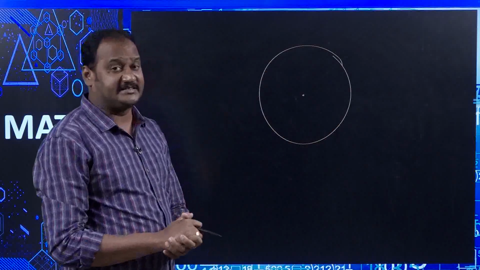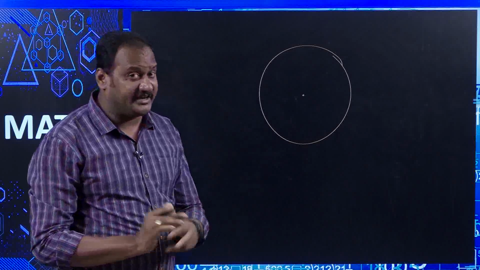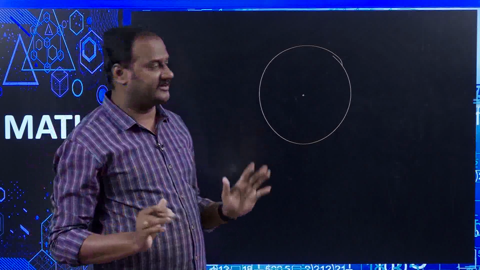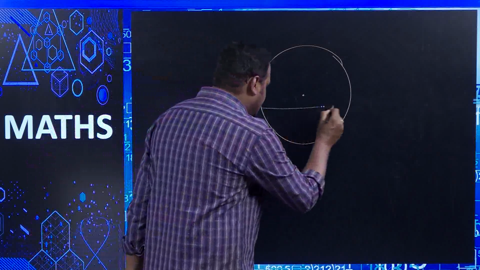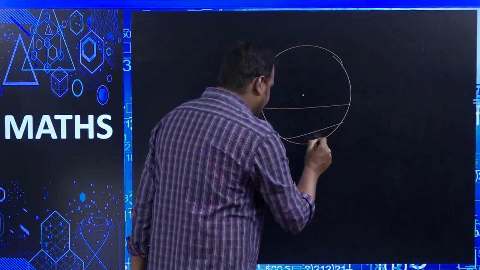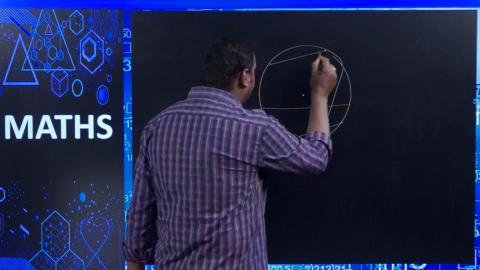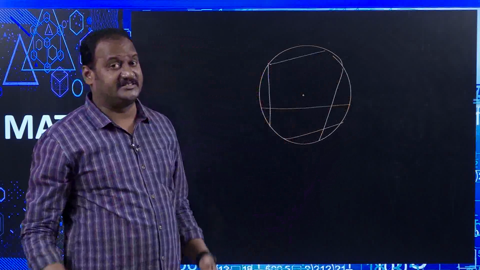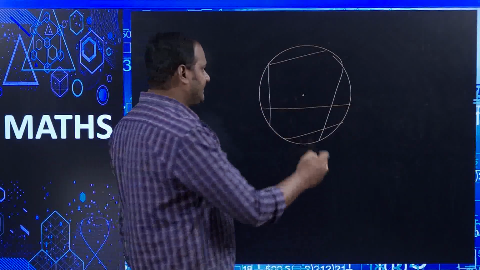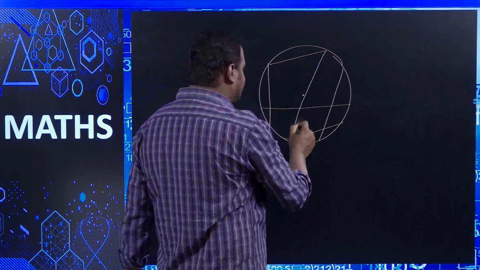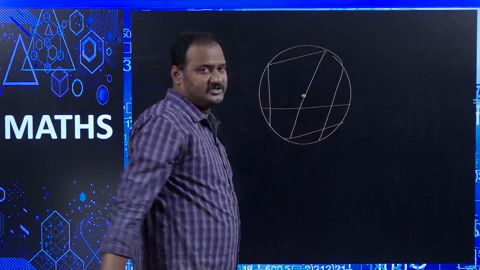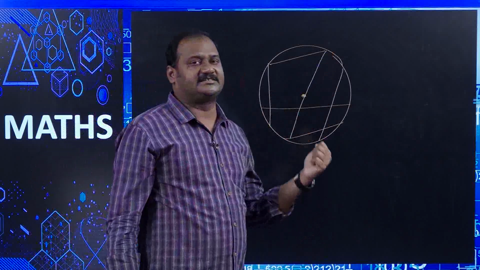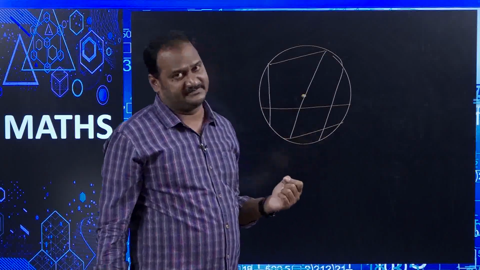A chord of a circle is a line segment joining any 2 points on the circumference. So, this is one chord and this is another chord and this is another chord. Like that, we can draw infinitely many chords. But out of all these chords, what is the greatest chord of a circle? The greatest chord of a circle is the line segment passing through the center. So, that is what you call a diameter. The diameter is the greatest chord or the longest chord of a circle, right?